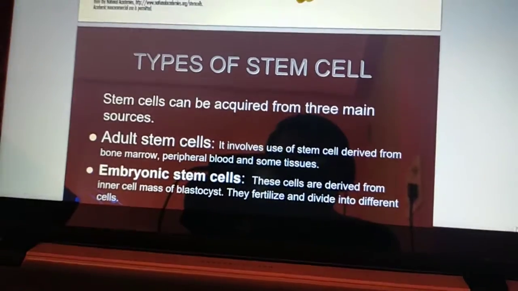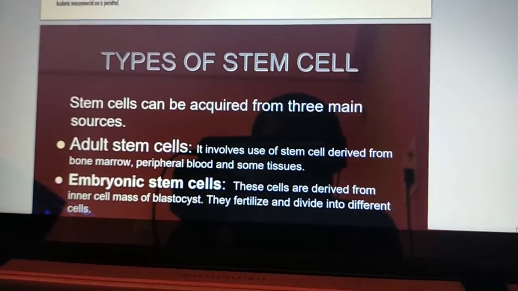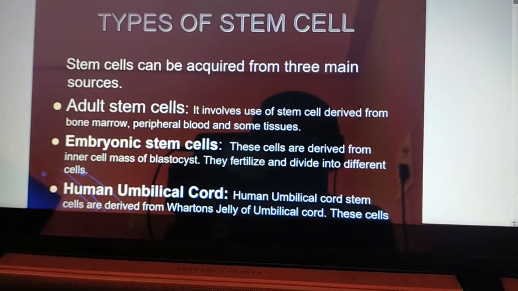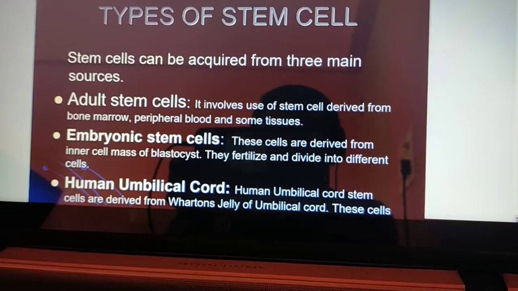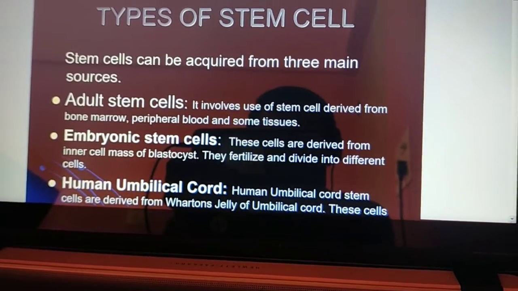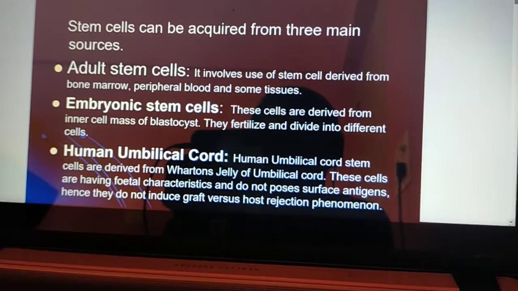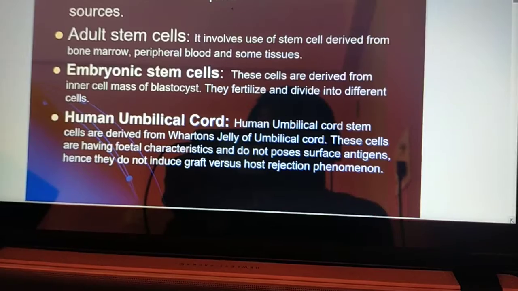Types of stem cells. Stem cells can be acquired from three main sources. Adult stem cells: this involves the use of stem cells derived from bone marrow, peripheral blood and some tissues. Embryonic stem cells: these cells are derived from the inner cell mass of the blastocyst. They divide into different cells.